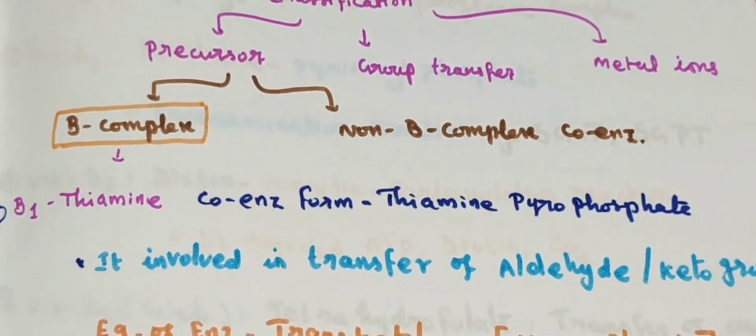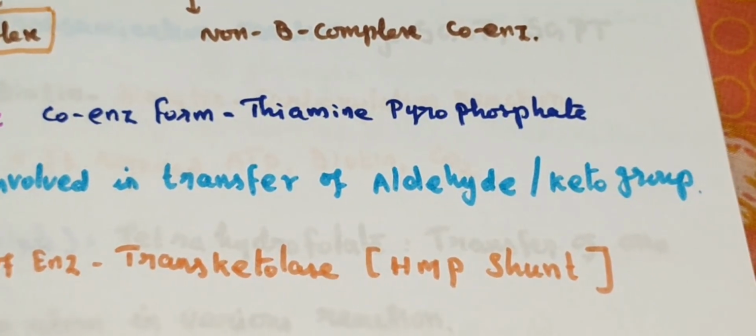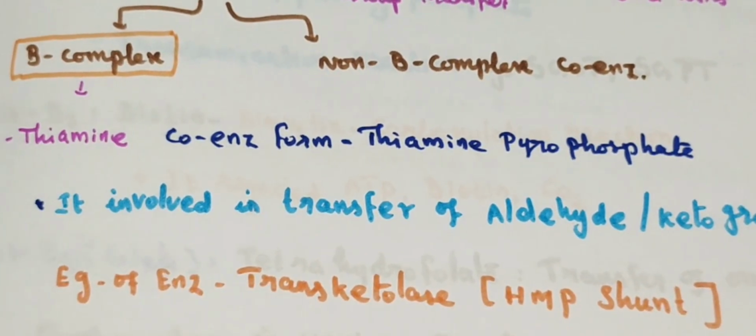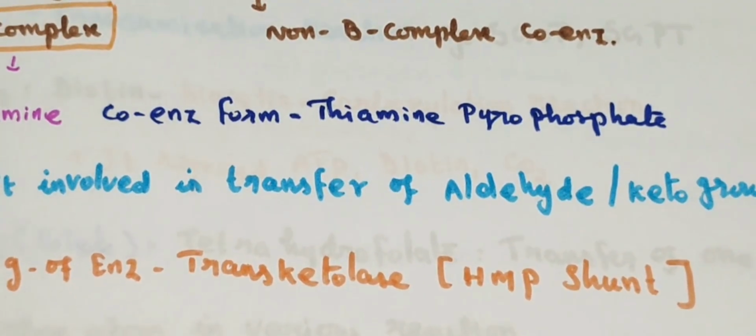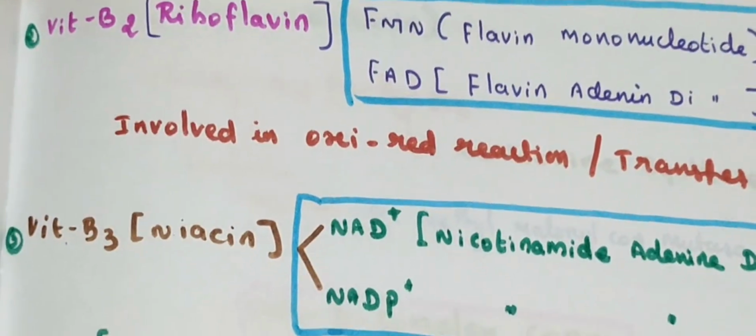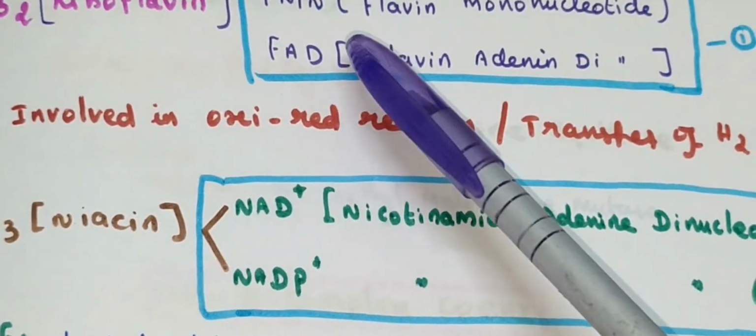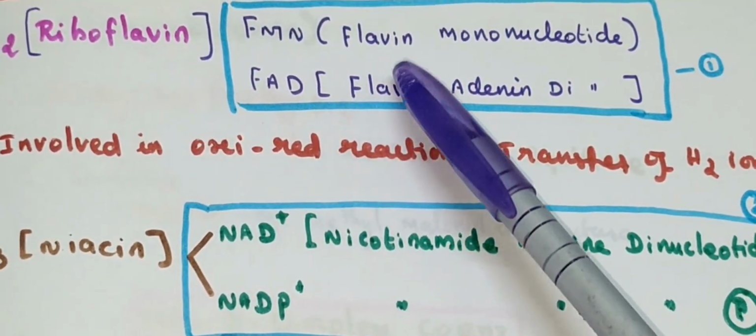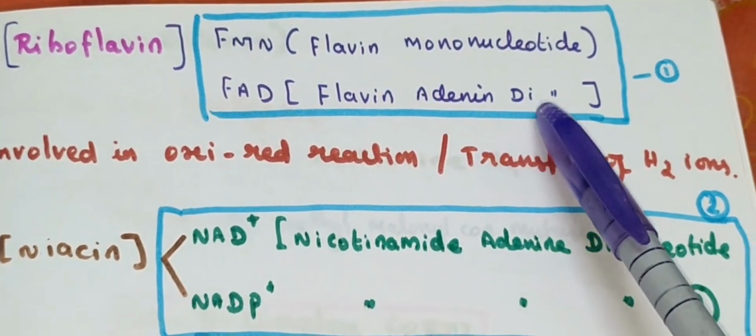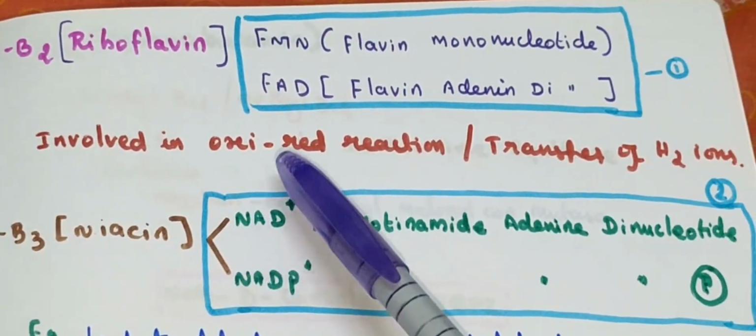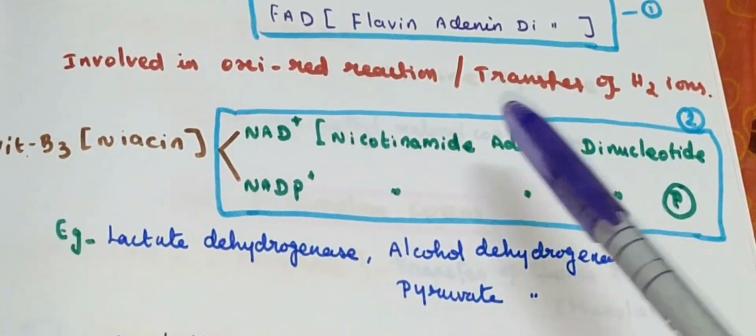The coenzyme form, thiamine pyrophosphate, is involved in transfer of aldehyde and keto groups. An example enzyme is transketolase, involved in the HMP pathway. Next is vitamin B2, riboflavin, with coenzyme forms FMN and FAD, flavin mononucleotide and flavin adenine dinucleotide. It is involved in oxidation as well as reduction reactions and transfer of hydrogen ion.